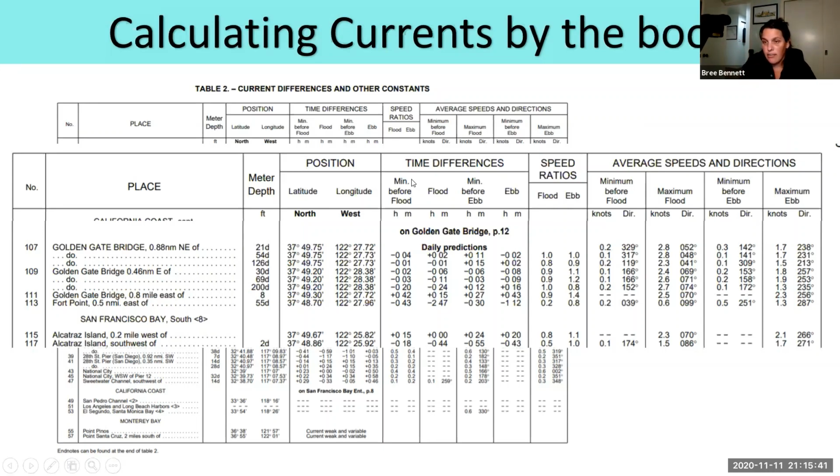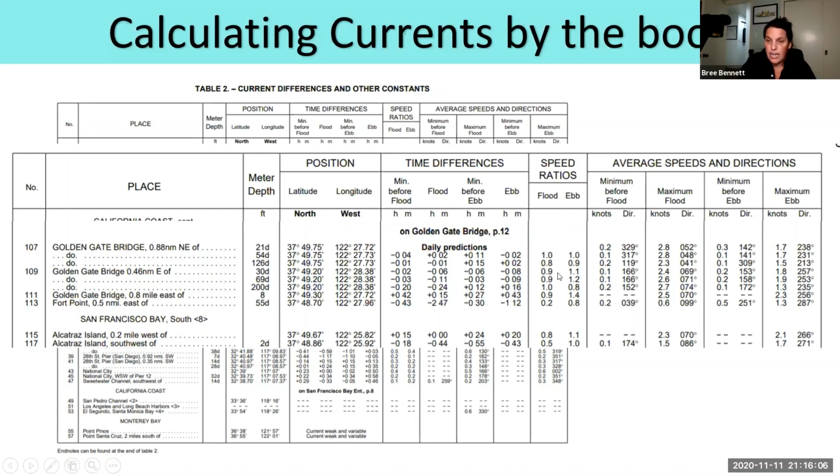That's just a fancy way of saying slack. So your slack, your flood, your slack, your flood. And then right here, you have your speed ratios. So this is going to be that correction to the velocity, to that speed. And that's going to be a ratio where we're going to multiply it. So there's not going to be any adding or subtracting.